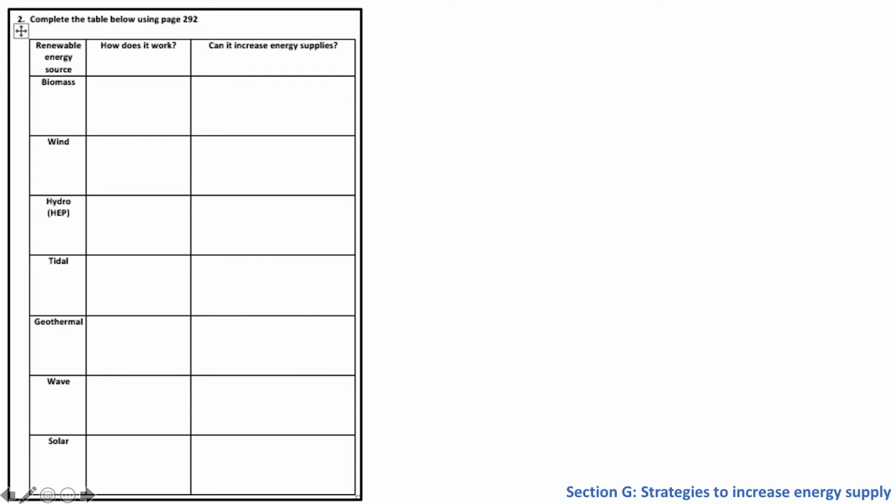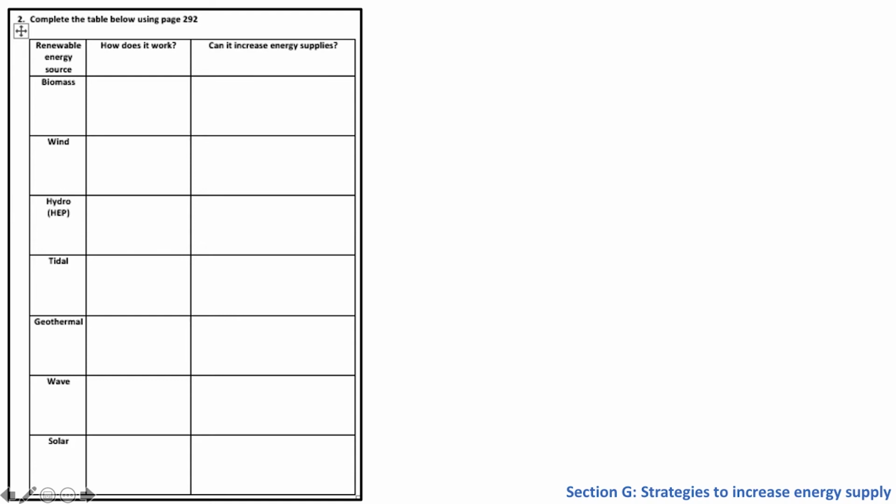You've got a table that you need to have drawn out, so if you haven't got this table already drawn out, pause the video now and draw it. If you have got a printed version of the resource booklet, then you need to take a moment to read page 292, and then you need to make notes on the following types of energy.